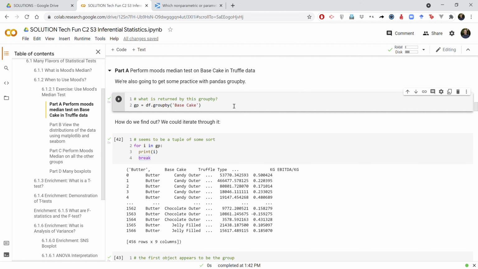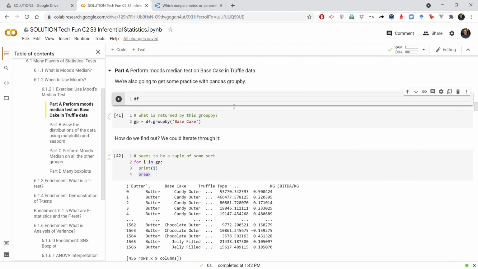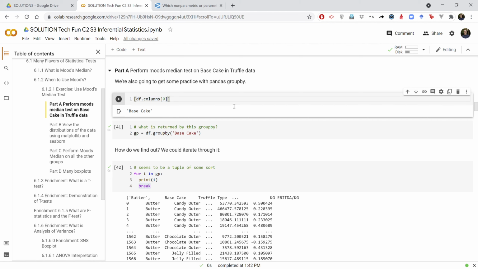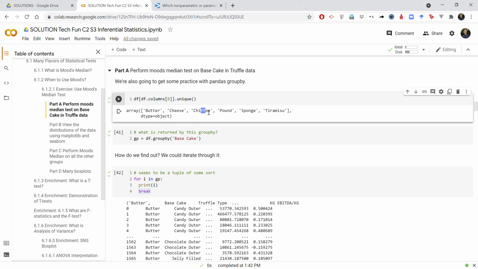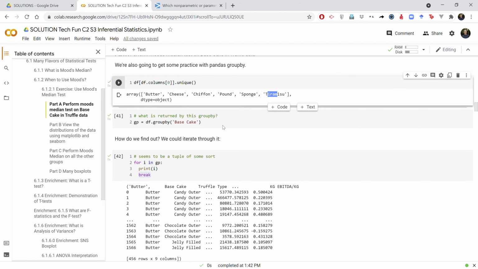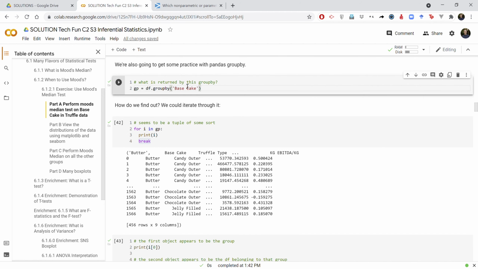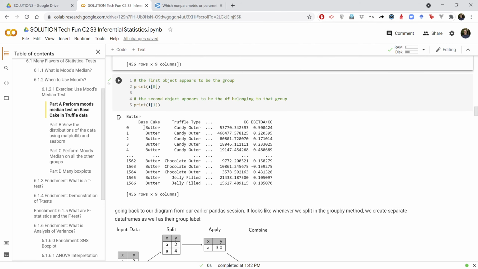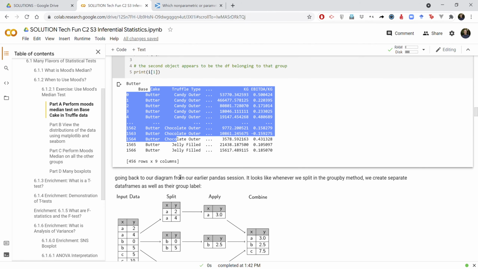By doing df.columns. Let's grab that first column, base cake, df base cake dot unique. Right, butter, cheese, chiffon, pound, sponge, and tiramisu. Okay. So now base cake seems to be grabbing that first example of base cake type butter, creating both a label and a data frame for it.